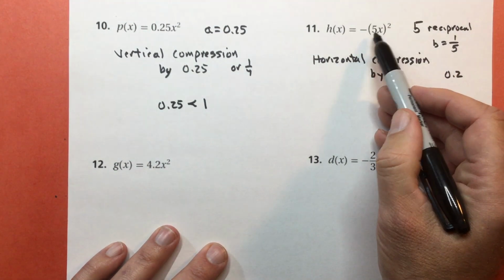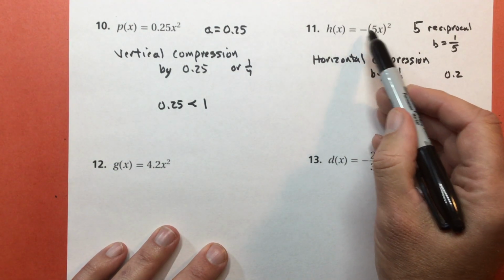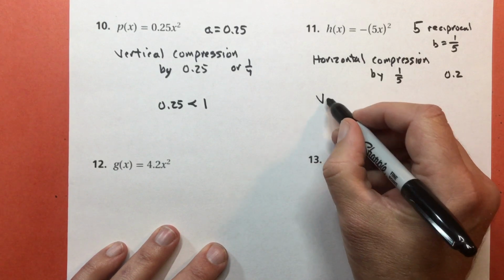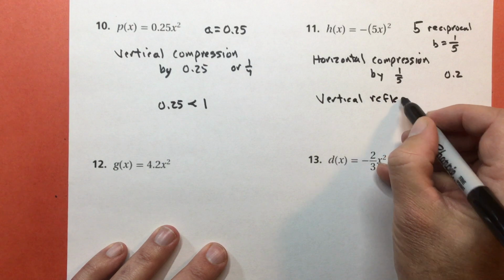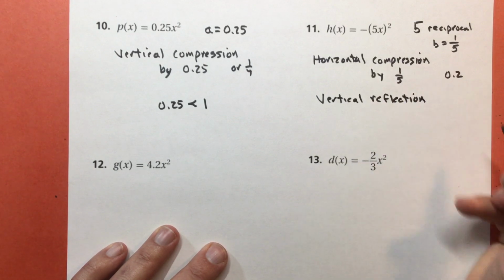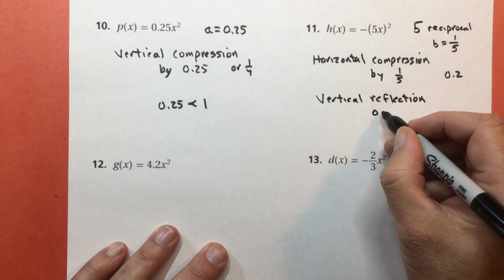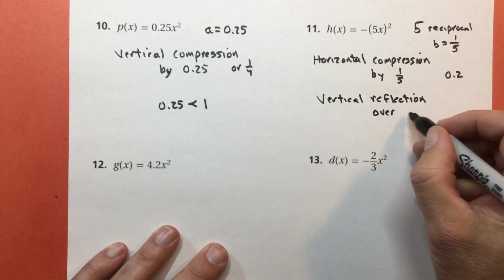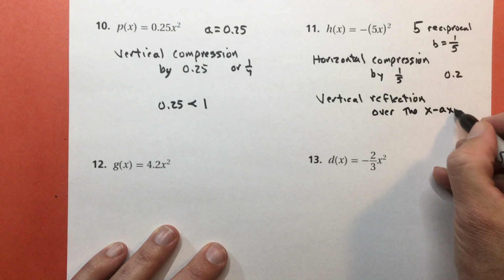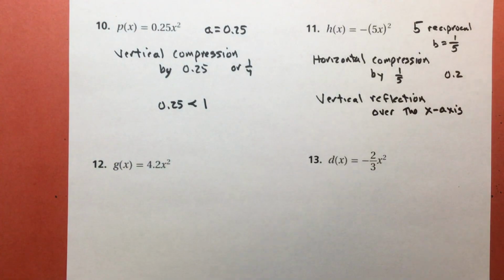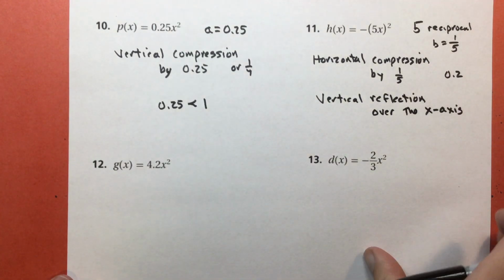Now that takes care of the 5, but it doesn't take care of the negative. The negative on the outside tells me that I have a vertical reflection, and vertical reflections go up or down. So it's over, or you could say across, same thing, the x-axis. So the negative flips it upside down. And we're going to talk way more about that in the next section.